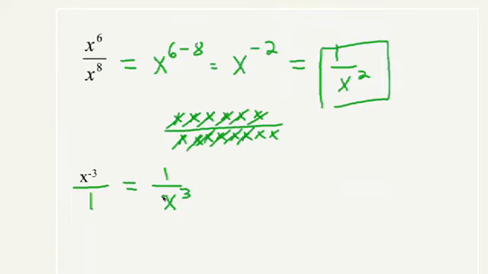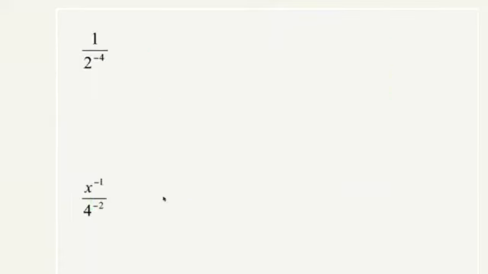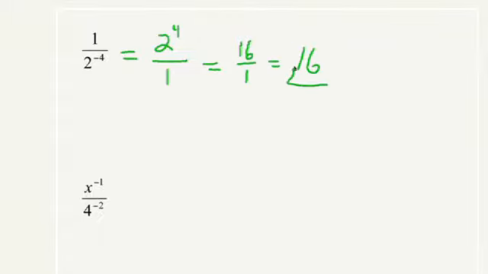All right, let's look at one like this. Again, 1 over 2 to the minus 4 is the same as 2 to the positive 4 over 1. Same thing, the negative exponent moves it from the bottom to the top. And 2 to the 4th power is 2 times 2 times 2 times 2. That's just 16 divided by 1. So the final answer for this one is just 16.